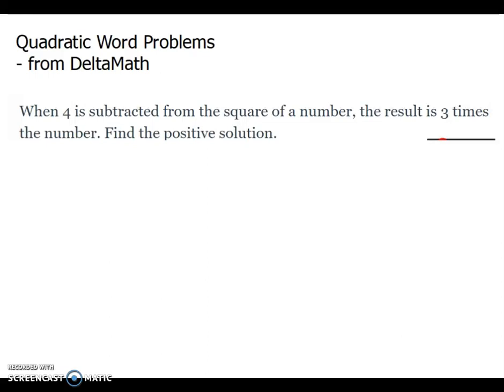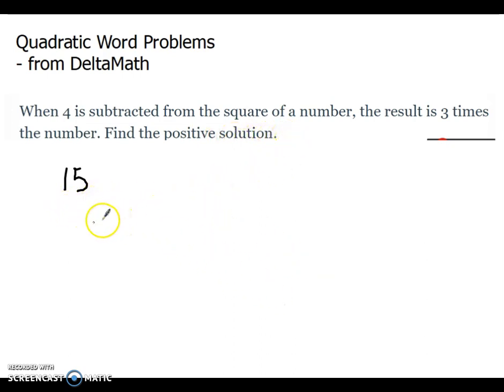Okay, so when you get these kinds of problems, I think the best way to approach this, unless you can just tell immediately what the equation is, is to take a guess. So if I guess, say, 15, it says when 4 is subtracted from the square of a number, the result is 3 times the number.